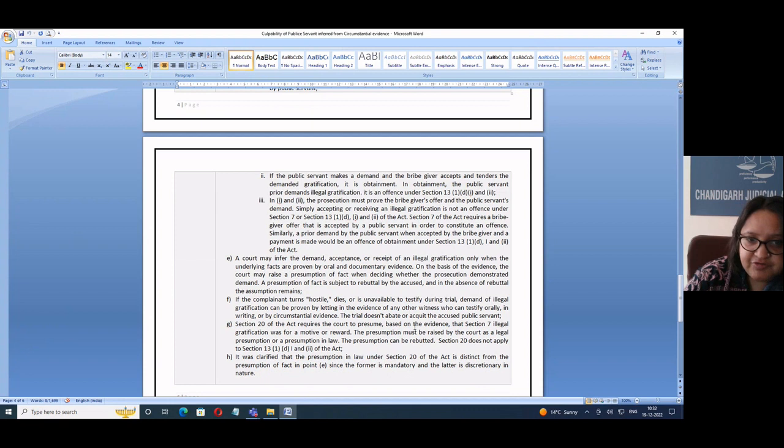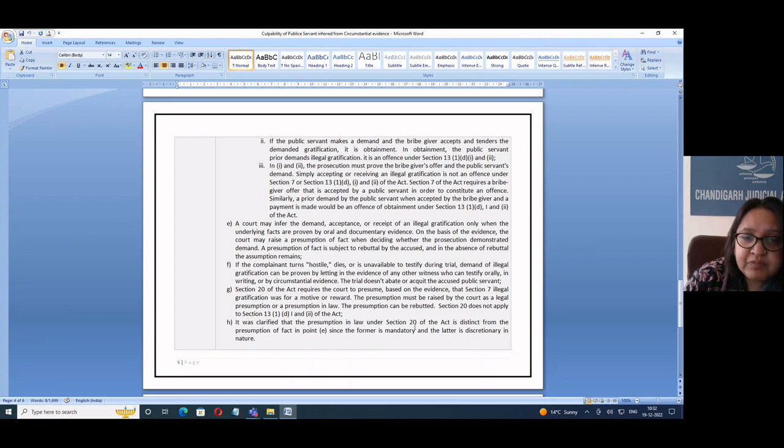It was also observed that a court may infer a demand, acceptance, or receipt of an illegal gratification only when the underlying facts are proven by oral and documentary evidence. On the basis of the evidence, the court may raise a presumption of fact when deciding whether the prosecution demonstrated demand. A presumption of fact is subject to rebuttal by the accused, and in the absence of rebuttal, the presumption remains.